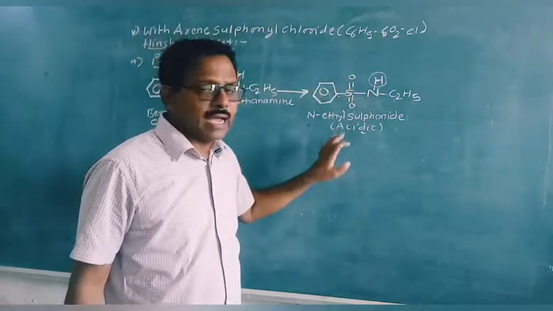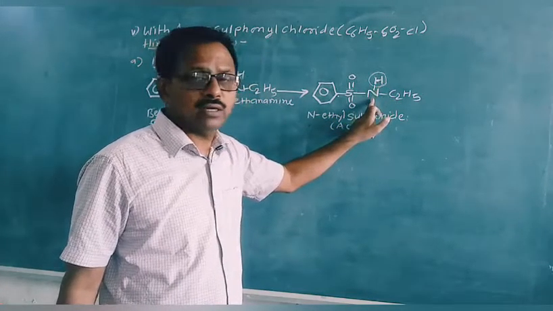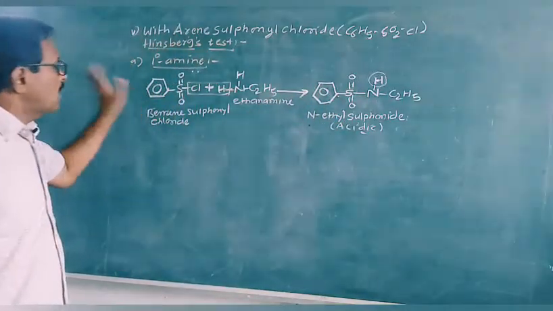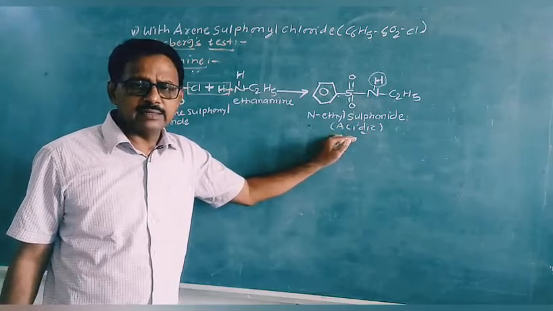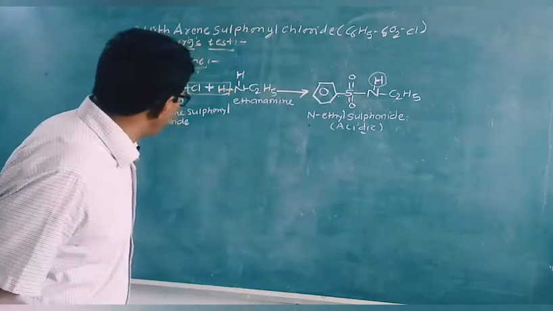Therefore it is acidic in nature due to the presence of this hydrogen atom on the nitrogen. And this is related to primary amines. Primary amines give N-ethyl sulfonamide. It is acidic in nature, and this compound dissolves in alkali like KOH.